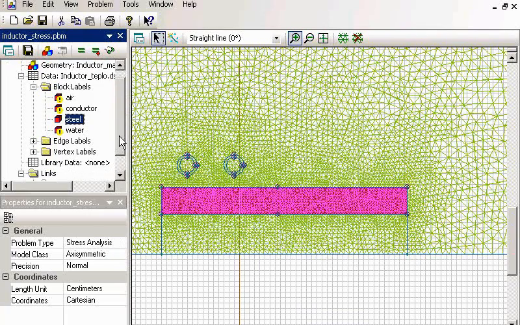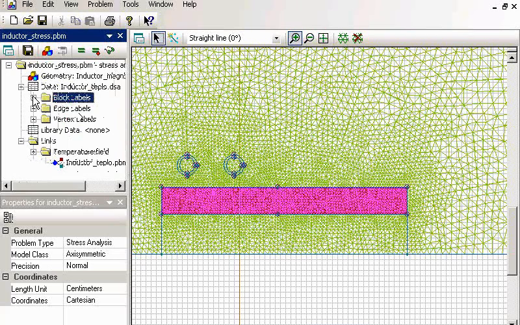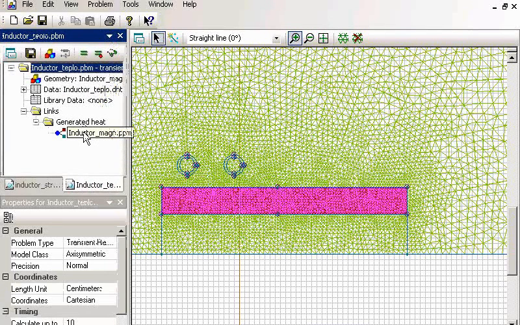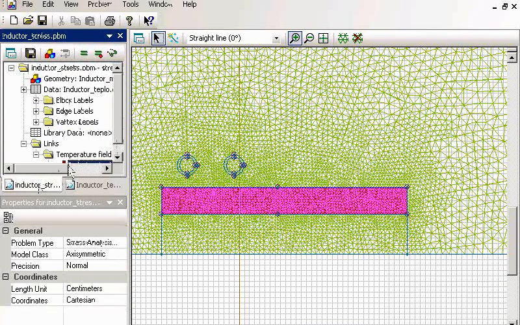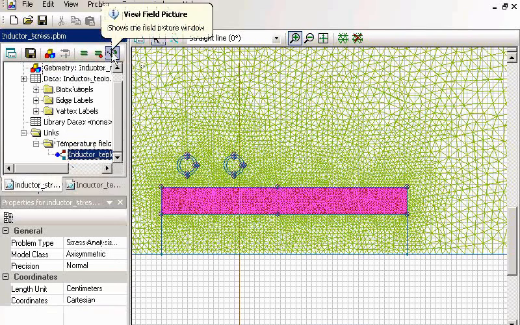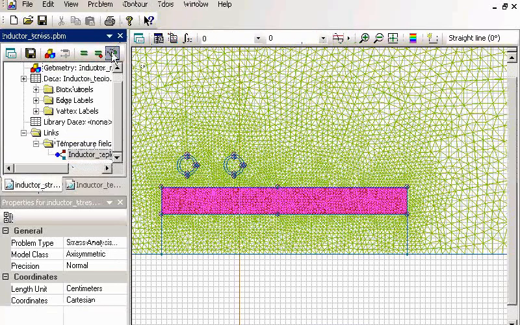Again, this problem is linked. It is linked to a thermal problem. It takes the temperature distribution from the thermal problem to calculate the mechanical stress. And my thermal problem is linked to a magnetic problem. So I have three linked problems, from magnetic to thermal and from thermal to stress. Now let's take a look at the result.